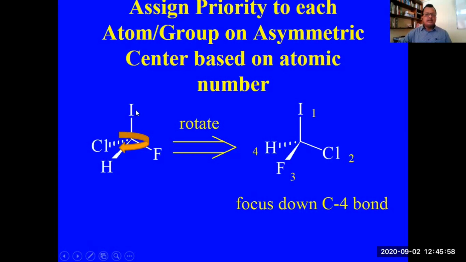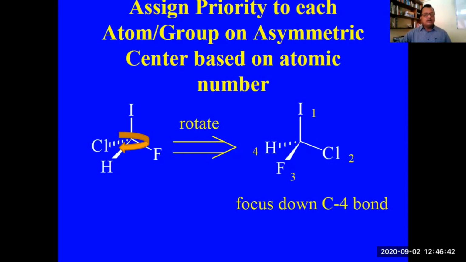Here the highest atomic number is iodine. The lowest atomic number is hydrogen. Fluorine is 9, chlorine is 17. So iodine is priority 1, chlorine priority 2, fluorine priority 3, and hydrogen priority 4. But in this picture, hydrogen is in front of the plane and chlorine is behind the plane. Our rule states that the lowest priority should be away from you. It must be behind the plane.